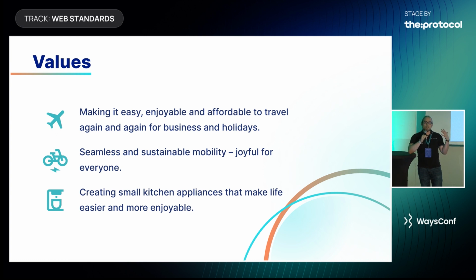If you are a mobility provider, then you want to provide sustainable mobility, joyful for everyone. This is the change that you need to introduce that makes your company stand out from the competition. If you are creating small kitchen appliances, you want them to have the best quality. That makes you tick. That is something important for you. That is something that you bring to your customers, and that's why your customers enjoy using your products.